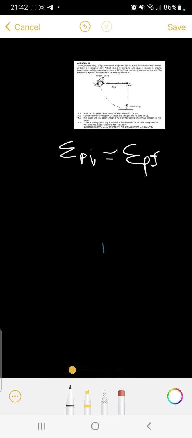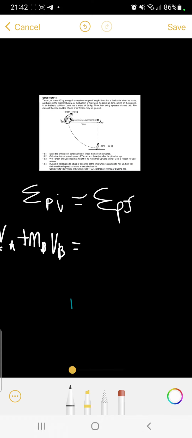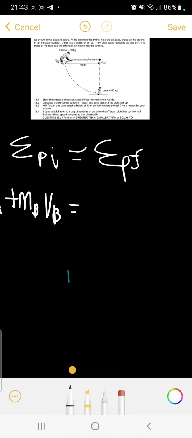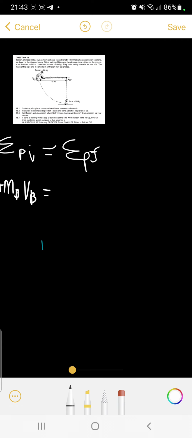So we have mv, let's just say MAVA plus MBVB is equal to, remember, these people move off together. It says at the bottom of his swing, he picks up Jane sitting on the ground in an inelastic collision. So when they collide, Tarzan goes with her, so we'll be using the combined mass. Whatever velocity they will be traveling, they'll be traveling it together, because just after he picks her up, that's when they travel together.